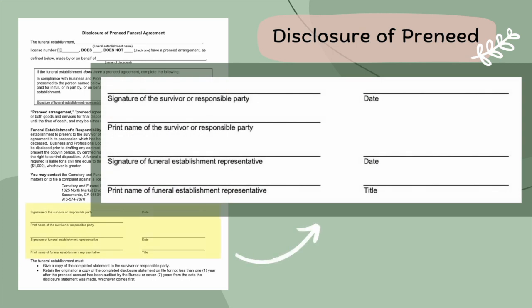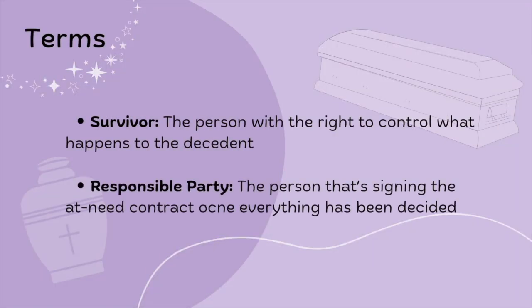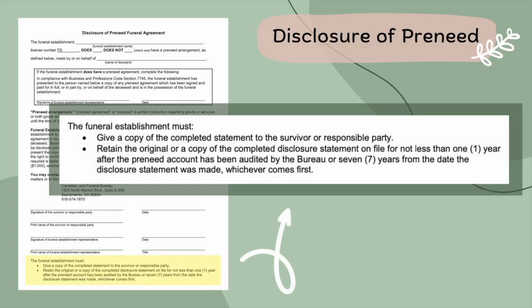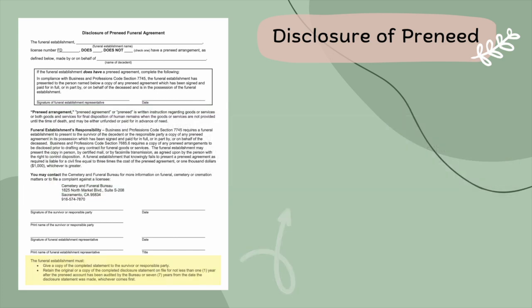There's an area where the survivor or responsible party and the funeral representative sign. Survivor means the person with the right to control what happens to the decedent, and responsible party is the person that's signing the at-need contract once everything has been decided. Oftentimes, survivor and responsible party are one and the same, but in the case that they're not, either one of these people can sign. Lastly, there's instructions to the funeral representative that a copy must be given to the responsible party and that it also must be kept at the funeral home for 7 years. So no need to worry if you lose this.